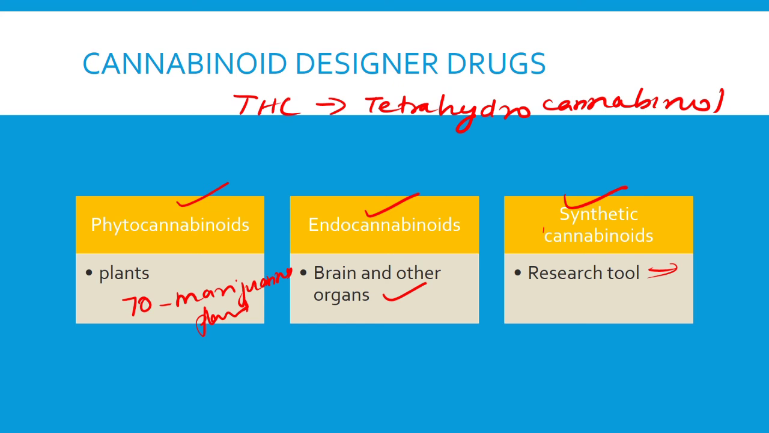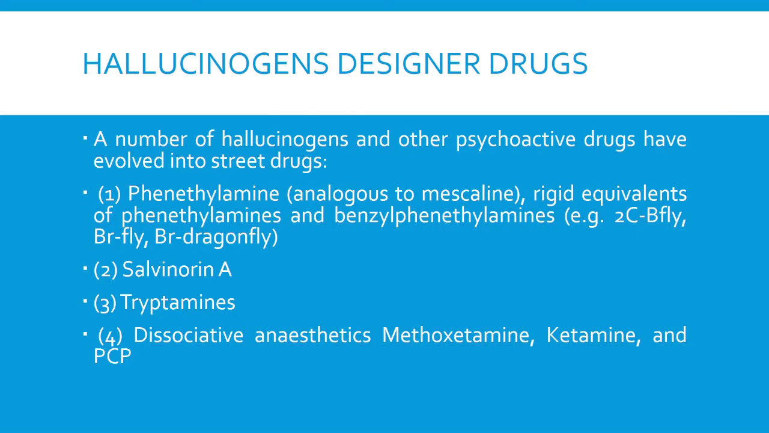So these are the three types of cannabinoid designer drugs: phytocannabinoids, endocannabinoids, and synthetic cannabinoids. Phytocannabinoids are produced from plants, like cannabis sativa. Endocannabinoids are produced by the brain and other organs, and synthetic cannabinoids are used as a research tool to explore cannabinoid systems in the brain.